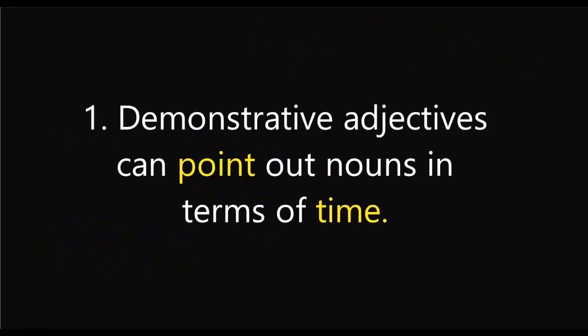Now, understand a couple of important points. Number one, demonstrative adjectives can point out a noun in terms of time as well. I began the lesson with saying this. They can modify a noun in terms of space or time. All the examples we have seen so far refer to a spatial relation. Now let's take some examples where demonstrative adjectives modify a noun in terms of time.